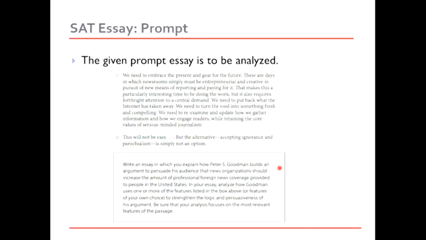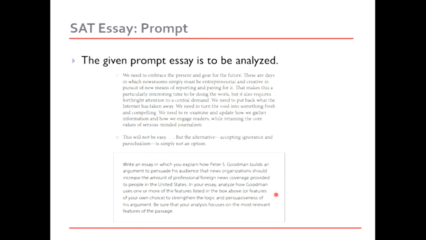It says, write an essay in which you explain how Peter S. Goodman builds an argument to persuade his audience that news organizations should increase the amount of professional foreign news coverage provided to people in the United States. In your essay, analyze how Goodman uses one or more of the features listed in the box above or features of your own choice to strengthen the logic and persuasiveness of his argument. Be sure that your analysis focuses on the most relevant features of the passage.